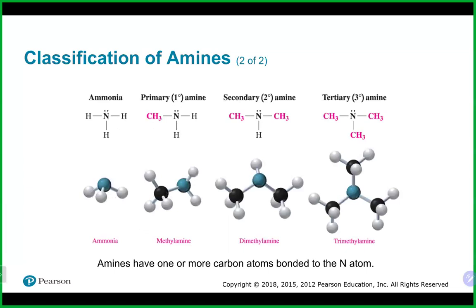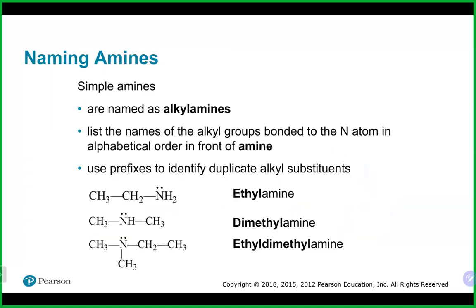Now, the way we're going to go about naming these, as we will talk about in just a second, is we're going to name them by groups. So this is methylamine. It has 1 carbon group attached, as a primary. With 2 carbon groups attached, it's dimethylamine, and with 3 carbon groups attached, it's trimethylamine. Naming the groups and just putting amine at the end is one way that you can name an amine. I think that's the way your book does it, so we'll go with that way.